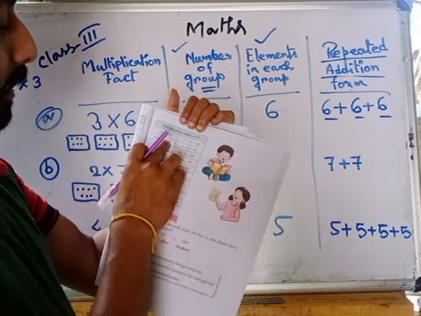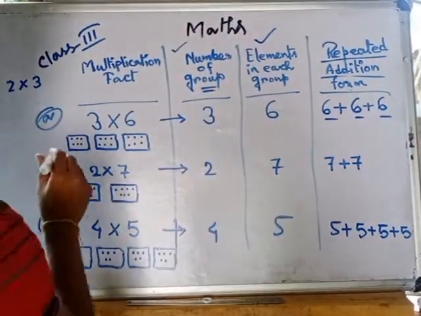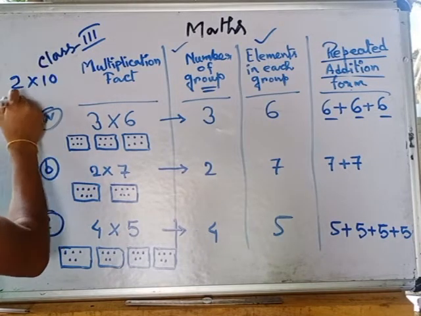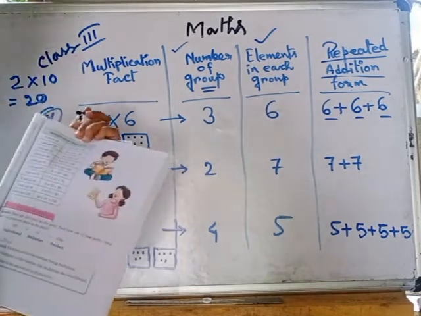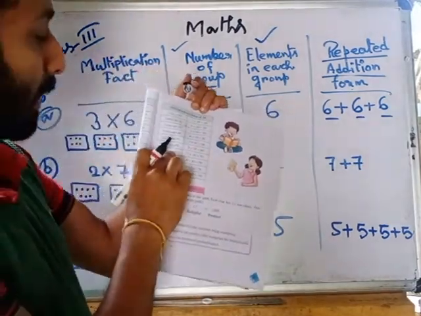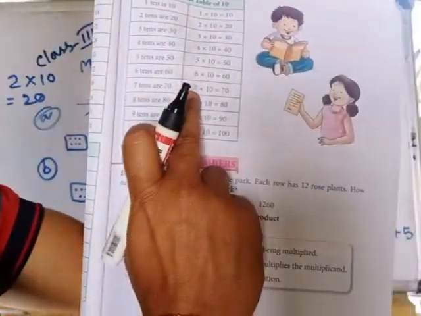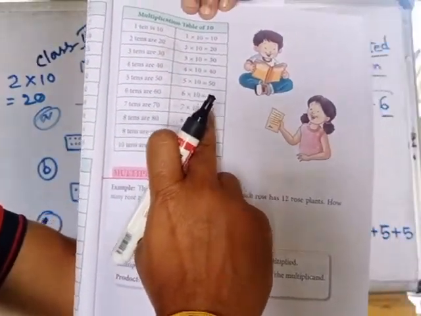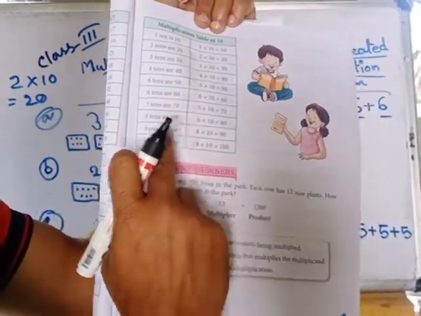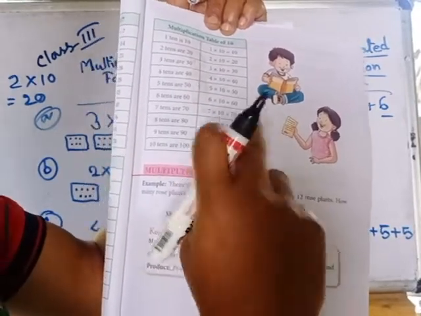Two tens are 20. That means 2 multiplied by 10, that is 20. Seven tens are 70. That means 7 multiplied by 10, that is 70. Nine tens are 90. That means 9 multiplied by 10, that is 90.